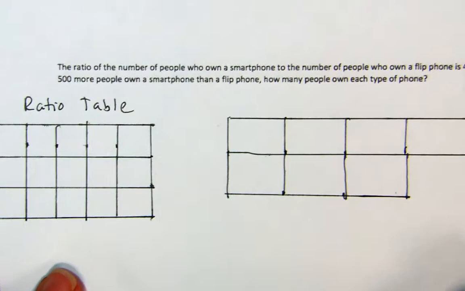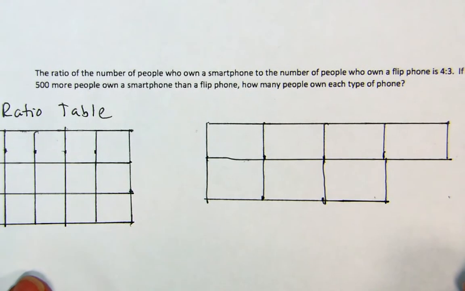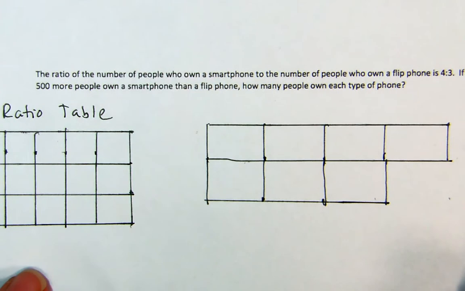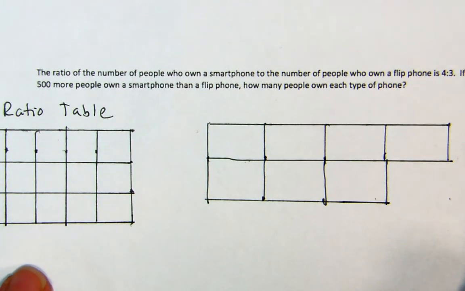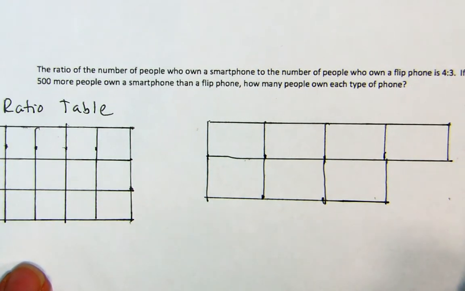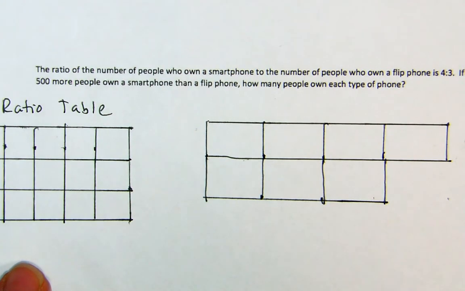Okay, let's look at the final problem down here. So, the ratio of the number of people who own a smartphone to the number of people who own a flip phone is 4:3. Okay, this data must be really old, because who owns a flip phone anymore? If 500 more people own a smartphone than a flip phone, how many people own each type of phone?